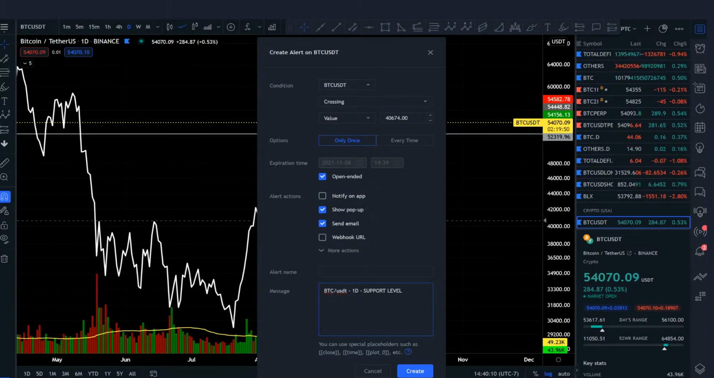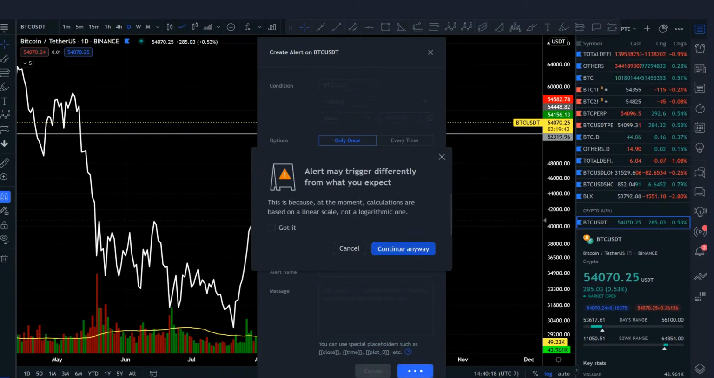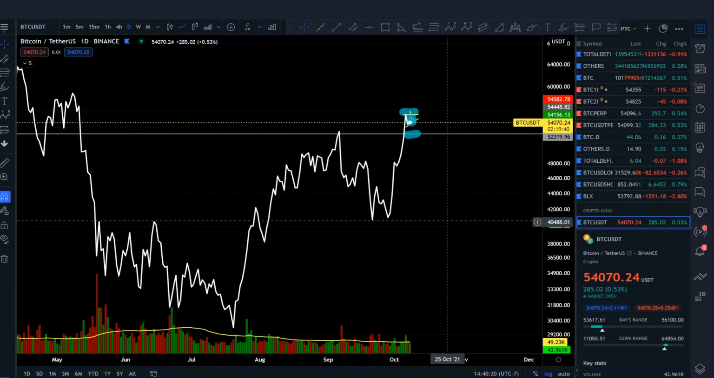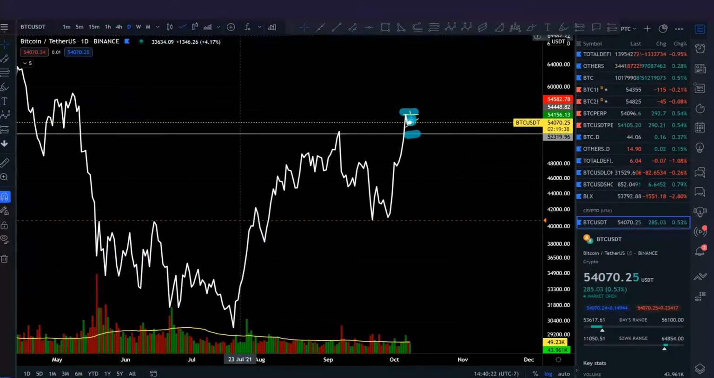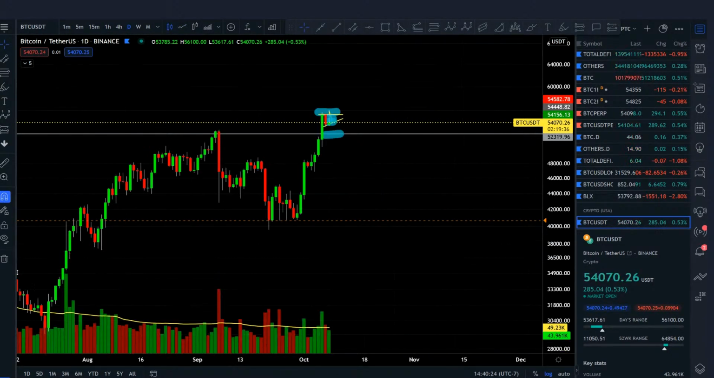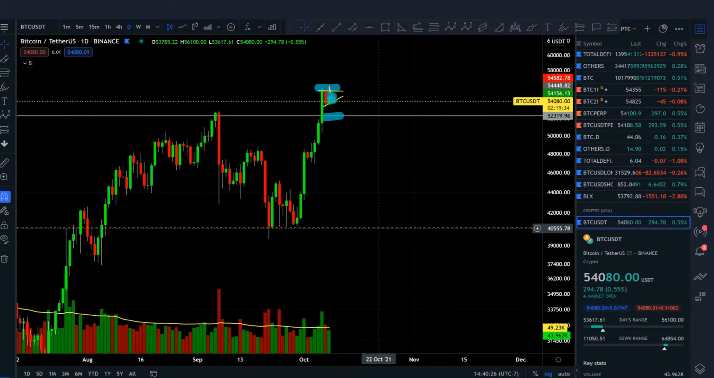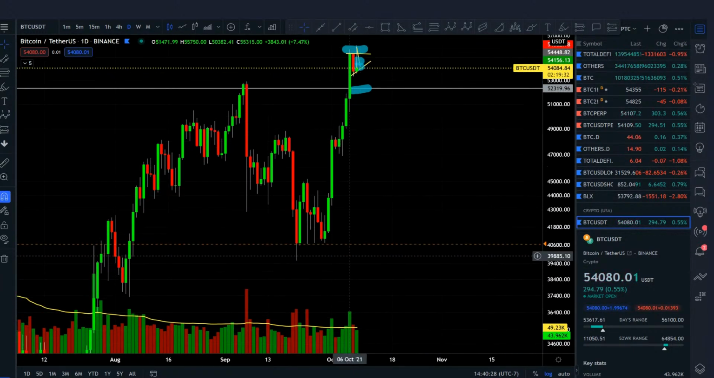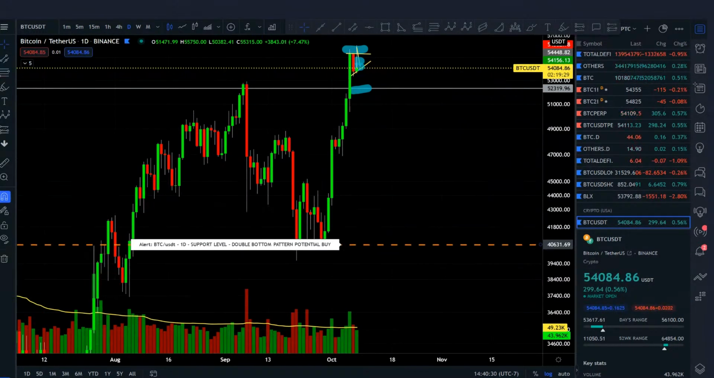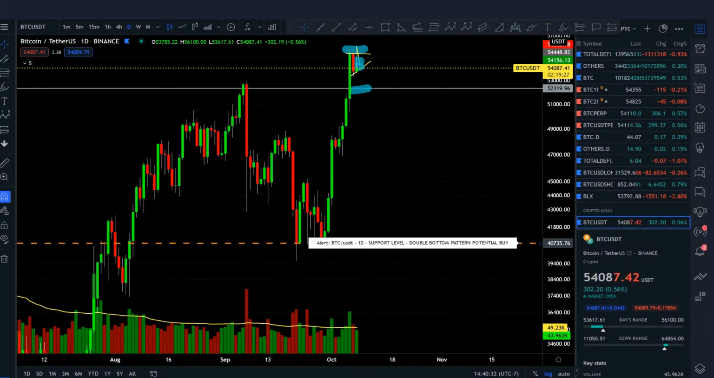Support level, double bottom pattern, potential buy. Right? Now you could maybe have to put it a little higher than that. But I think it did touch it. Maybe it didn't touch it. But you get what I'm saying, right? If you kind of figured this out, maybe I would have actually put it a little higher.